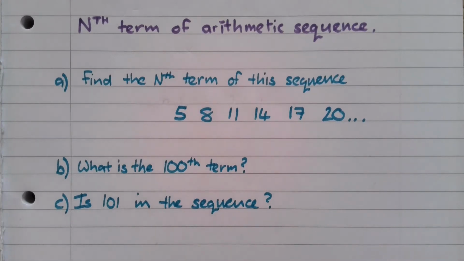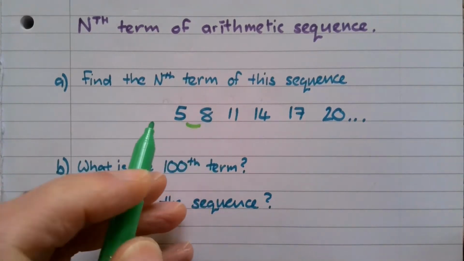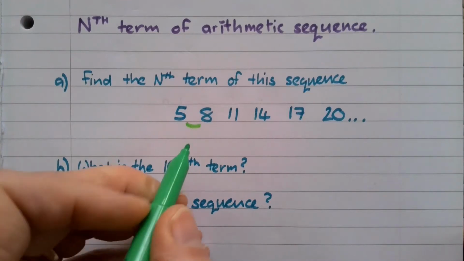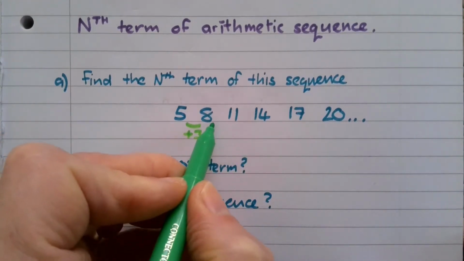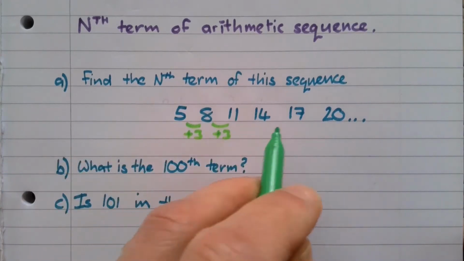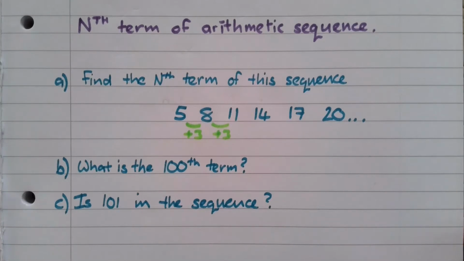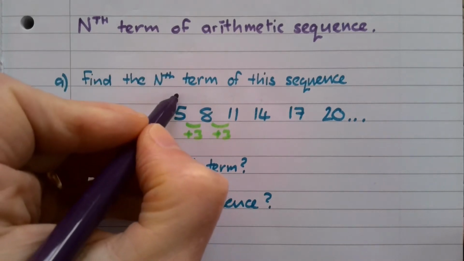So let's figure out what the times table is that we're linked to. We go from 5 to 8. That's going to be plus 3, isn't it? And we go from 8 to 11. That's going to be plus 3 again. And we find that we're always linked to the 3 times table. So if we think about that, the first number in the 3 times table is 3.